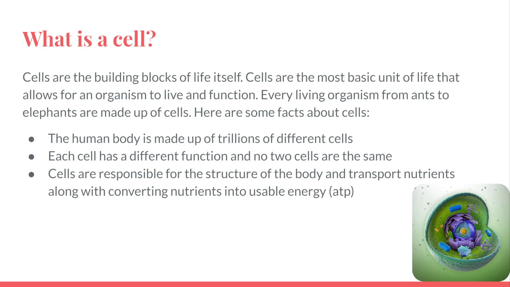What is a cell? Cells are the building blocks of life itself. Cells are the most basic unit of life that allows for an organism to live and function. Every living organism, from ants to elephants, are made up of cells. Here are some fun facts. The human body is made up of trillions of different cells. Each cell has a different function, and no two cells are the same. And they are responsible for the structure of the body and transport nutrients, along with converting nutrients into usable energy, which we call ATP.